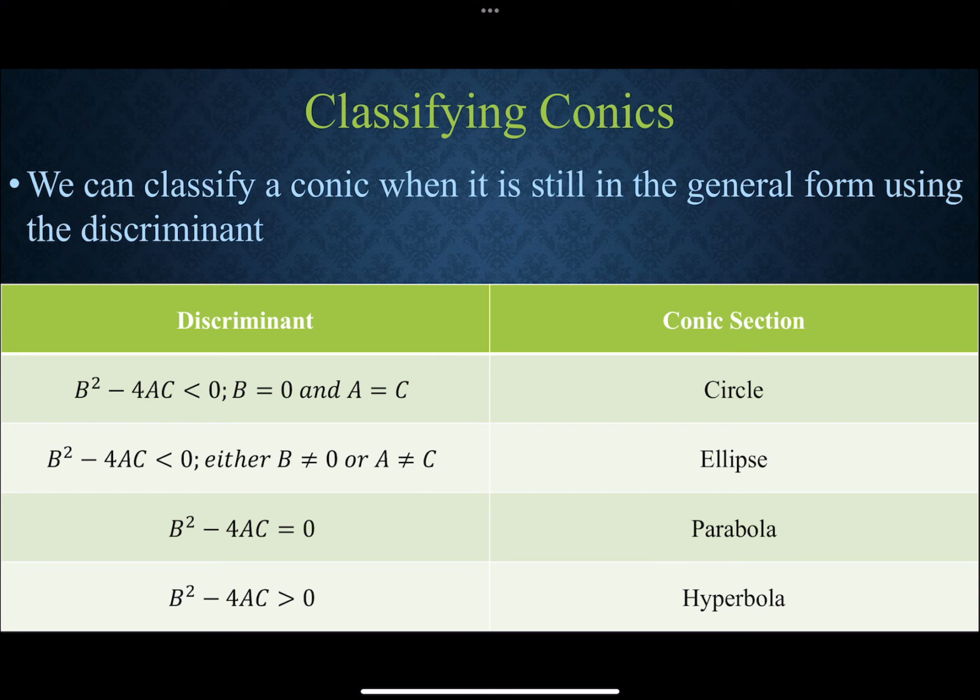So if you have a b value that's not 0 and you get a negative, it's guaranteed to be the ellipse, regardless of what's happening with a and c. Whereas if b is 0, then you need a and c to be different numbers for it to be an ellipse. For the parabola and hyperbola, it's straightforward. If the discriminant is 0, it's always a parabola no matter what a, b, and c are. And the hyperbola is always positive for that discriminant. So you'll notice the d, e, and f terms don't actually matter for the classification. It's only about a, b, and c.